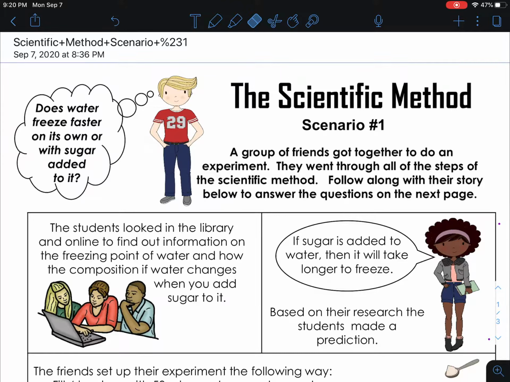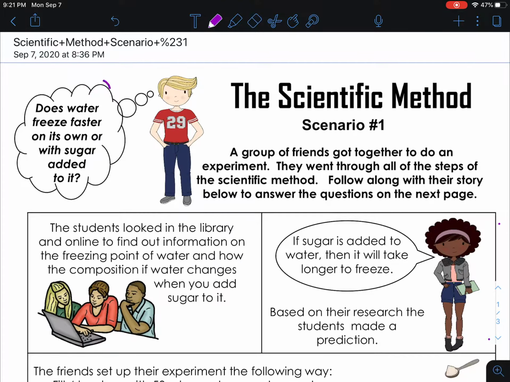I would like to go over the scientific method scenarios 1 and 2 that we did in class today. So a group of friends got together to do an experiment. They went through all the steps of the scientific method. Follow along with their story below to answer the questions on the next page.